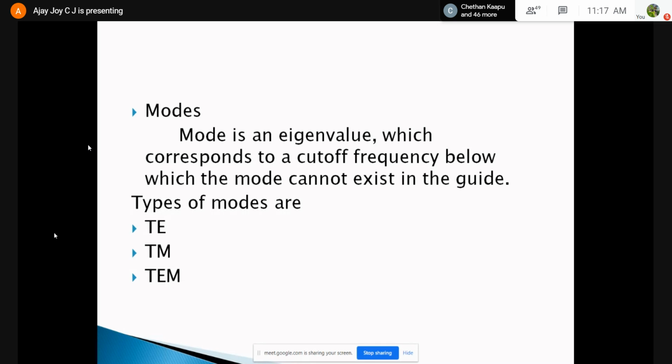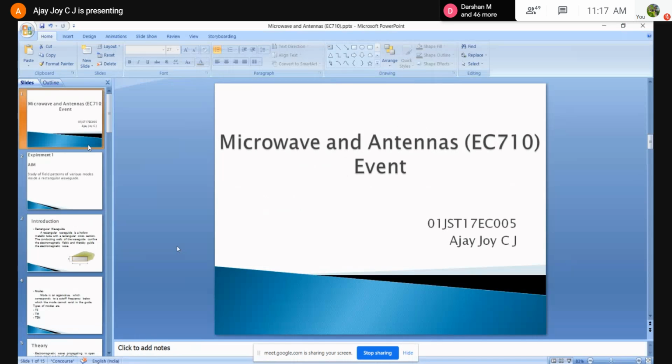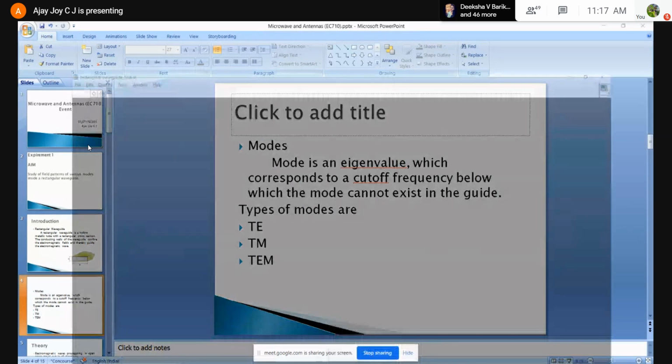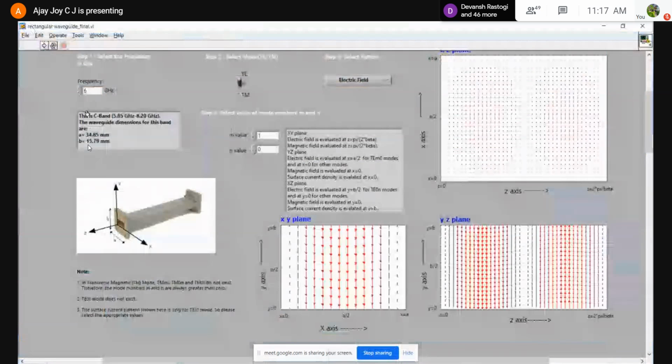Can you directly move to the demo? Okay, sir. Sir, first experiment, no, sir. Yes, first experiment.